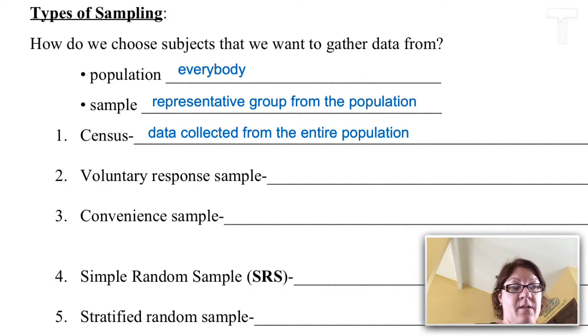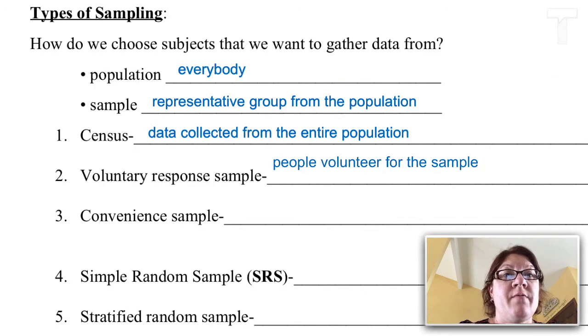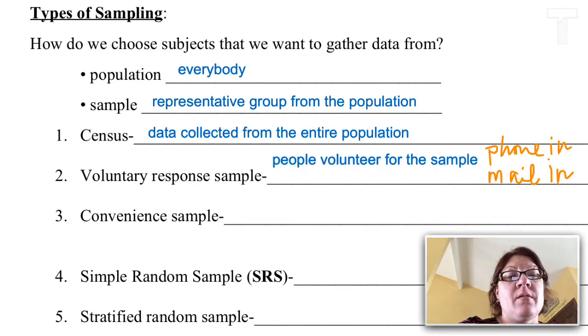Voluntary response is just like it sounds, people volunteer. Some ways that you might see that is phone in if you believe yada yada yada, or even the surveys that come in the mail are voluntary response. Obviously I don't have to send them back. So those are some different ways that voluntary response happens. And I will talk about the rest in the next video.